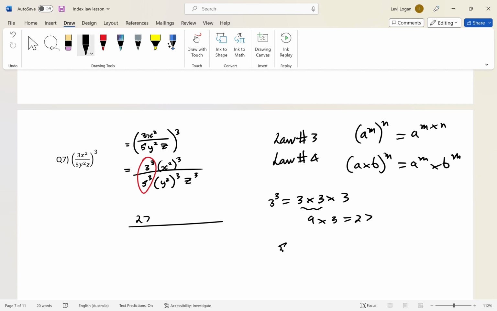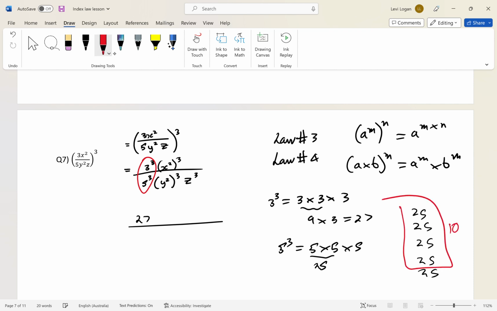5 to the 3 is equal to 5 times 5 times 5. That's 25. Oh, 25, not 12. That's 25. 25 times 5. That's 25, 25, 25, 25, 25. That whole thing there is 100. So our answer is 125.